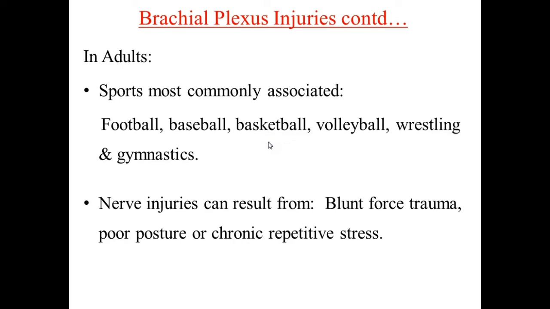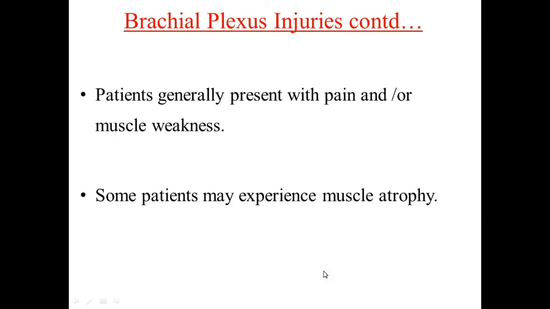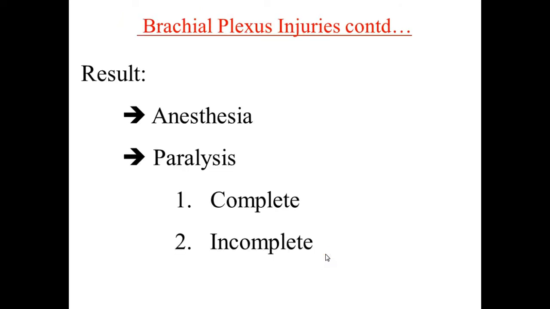Nerve injuries can result from blunt force trauma or from poor posture and chronic repetitive stress. The patient generally presents with pain and muscle weakness. Some patients may experience muscle atrophy, though this rarely occurs.